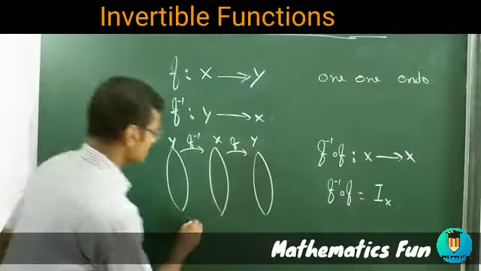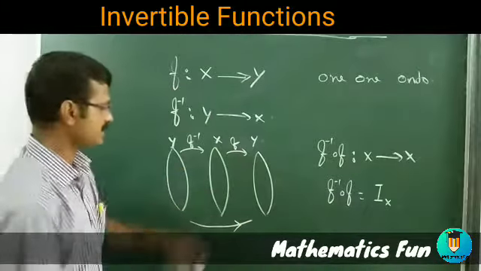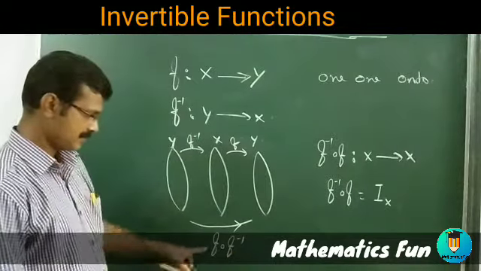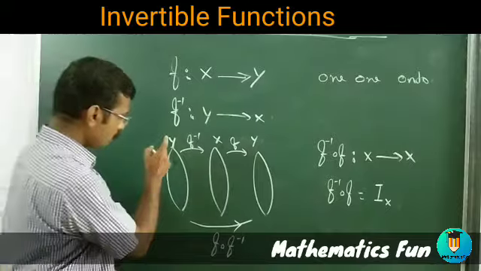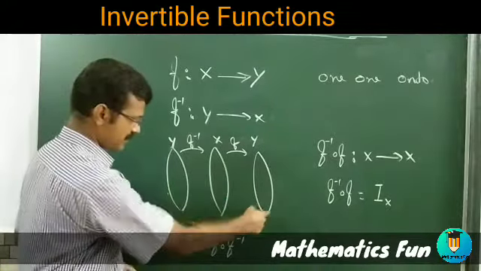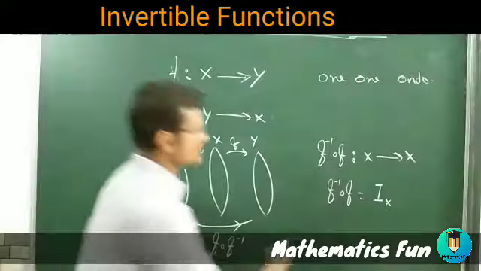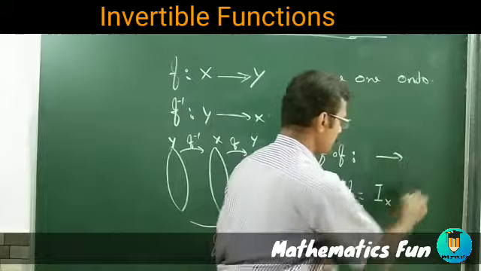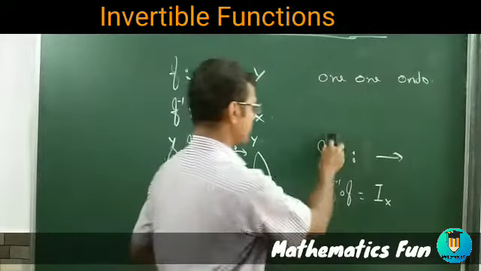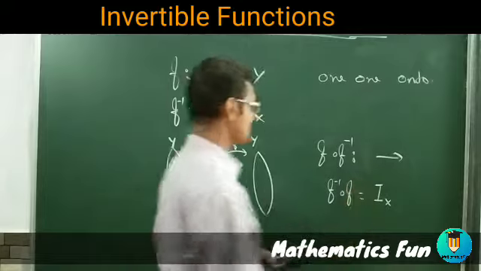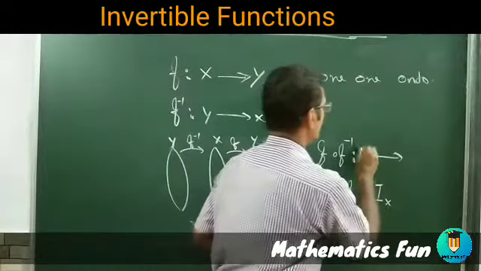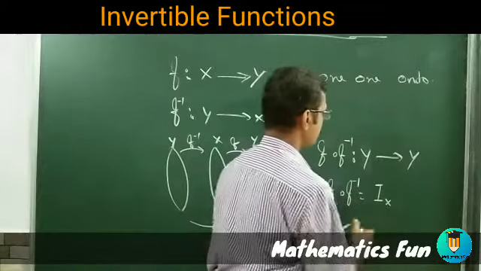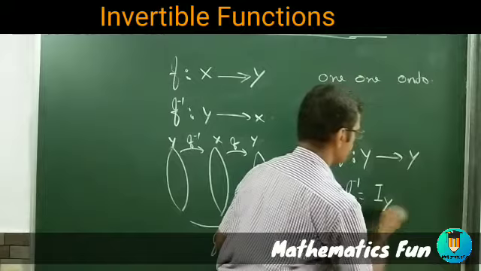This is 1-1 and onto. So here we can make the function. This function will be what? F of f inverse. So f of f inverse is from y to y. See, f of f inverse is from y to y. In the last case it was from x to x. Now it will be from y to y. What is f of f inverse? F of f inverse is from y to y. So that we can write as an identity function iy.